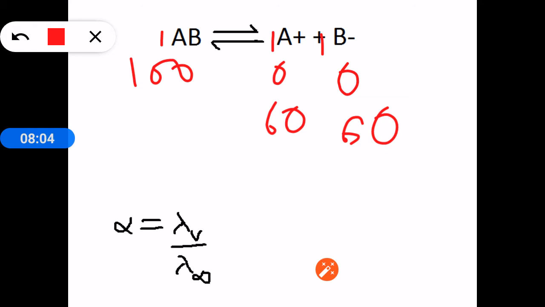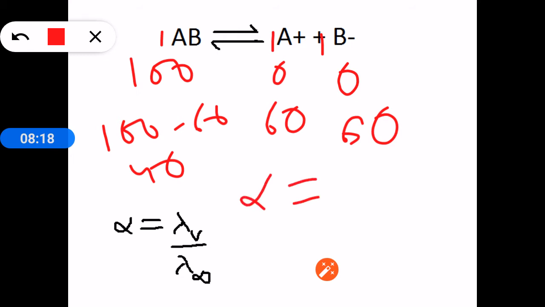Now as 60 molecules of AB are dissociated, the remaining AB will be 100 minus 60, that is 40. Degree of dissociation is the number of molecules dissociated by the total number of molecules. The number of molecules dissociated here is 60, by the total number of molecules, 100. In percentage, it will become 60%, or the degree of ionization alpha is equal to 0.6.